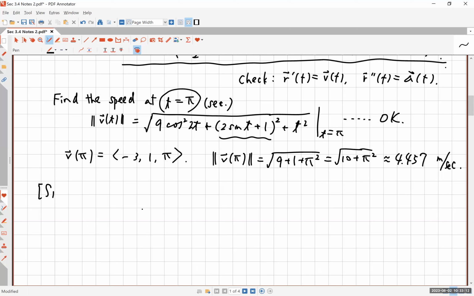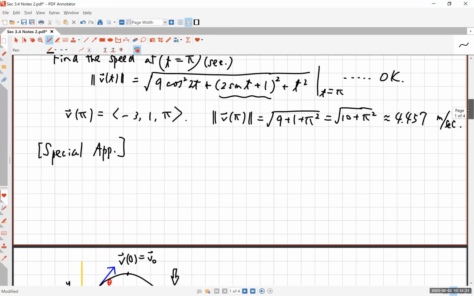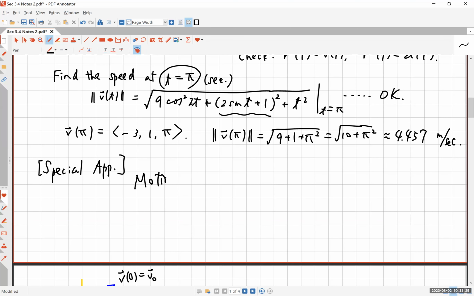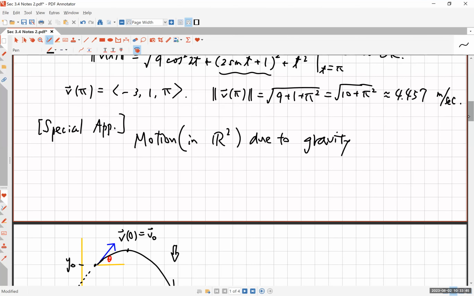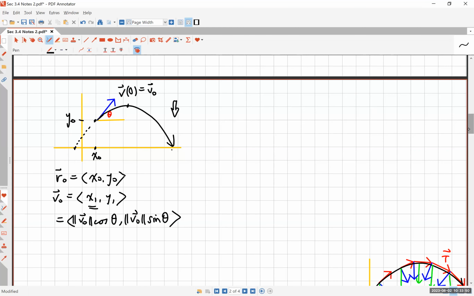Okay, so having said that, we have a special application. This is an application of vector calculus already, but a special application is going to be motion, and we'll describe this on the plane, due to gravity. What I mean by gravity is that universal gravity on the Earth at sea level, technically. Let me just mention this. I have a little picture that I have drawn earlier, and this is what's happening here.